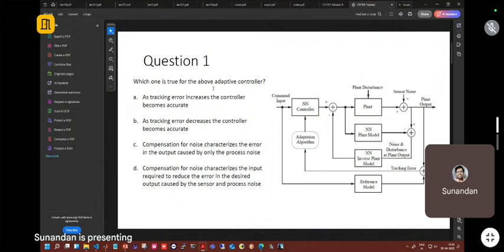So which one is true for the above adaptive controller? As tracking error... let's see the setup here. There is a plant, some disturbances are coming in, and there is a neural network based plant model. Whatever output we are getting from the plant, we are comparing that with the NN plant model, and we are sending that onward.